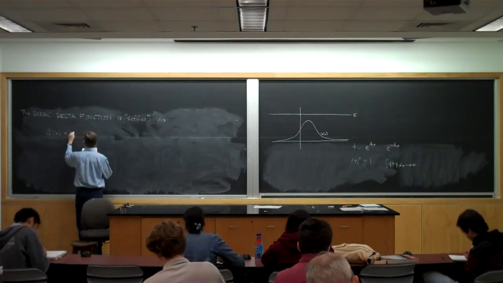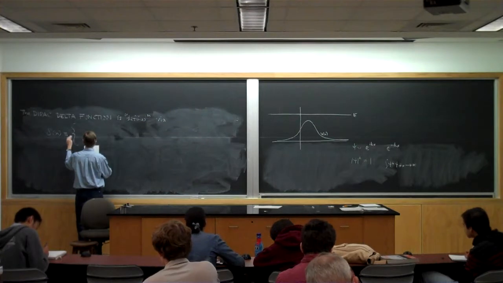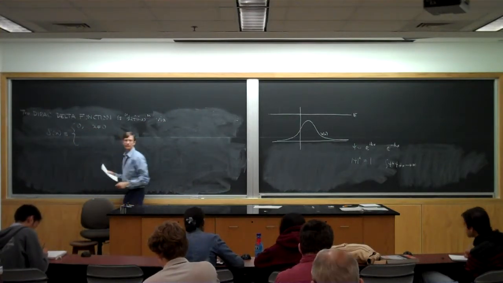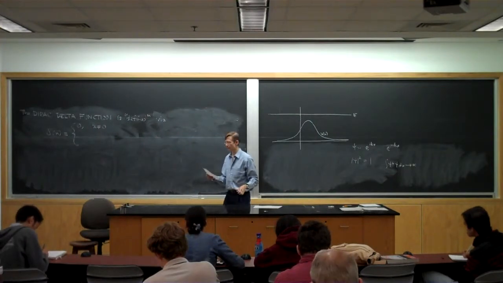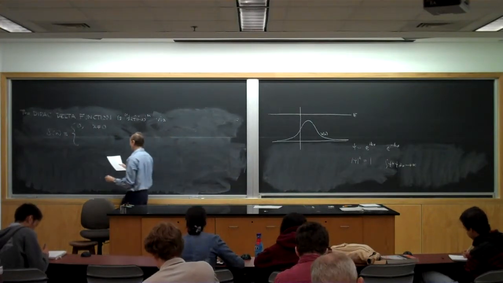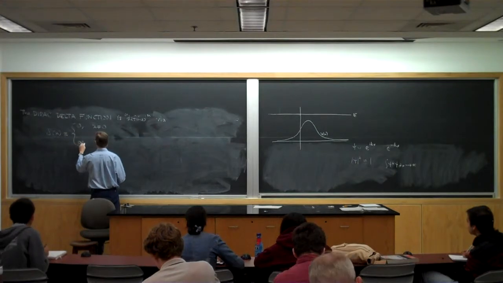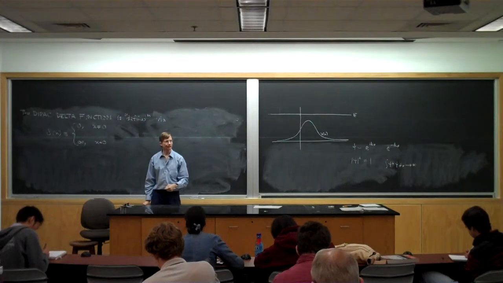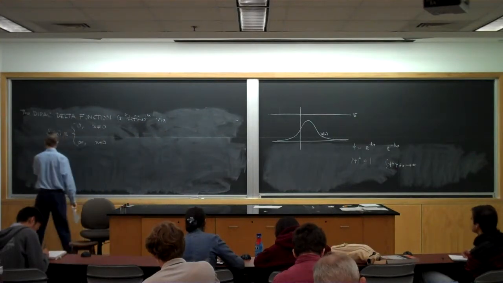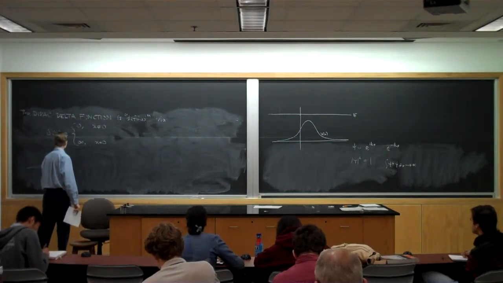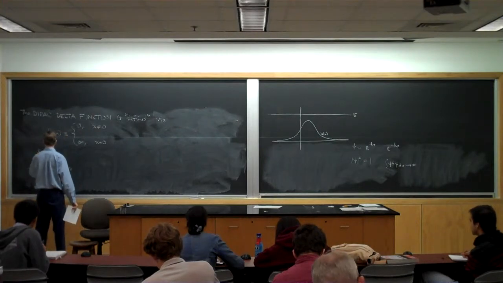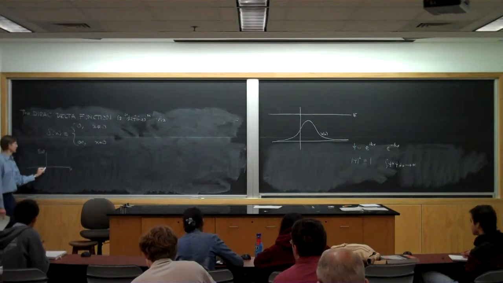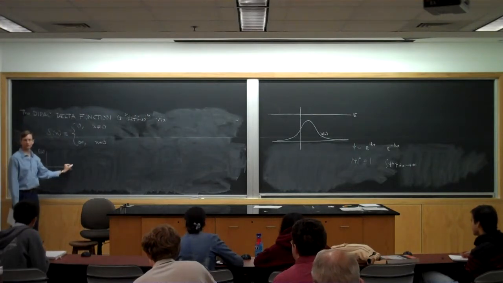Delta of x is equal to 0 if x is not equal to 0. So it's 0 everywhere except at x equals 0 where it's equal to infinity. So if I wanted to plot it, okay, 0, 0, 0, 0, 0, 0, infinity! 0, 0, 0, 0, 0.